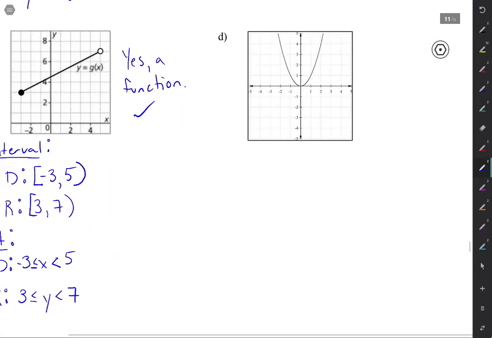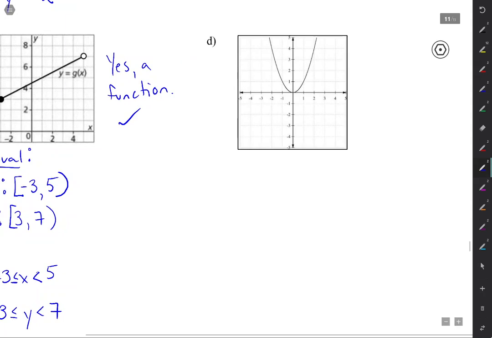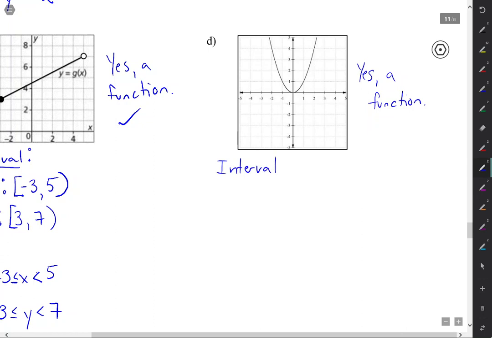In this last one, let's check if it's a function first. So yes, it would pass the vertical line test. So it is a function. And then we'll do the interval notation, domain and range first. For domain, this graph is going off into infinity this way and that way. So this one's going to keep going wider and higher like that.